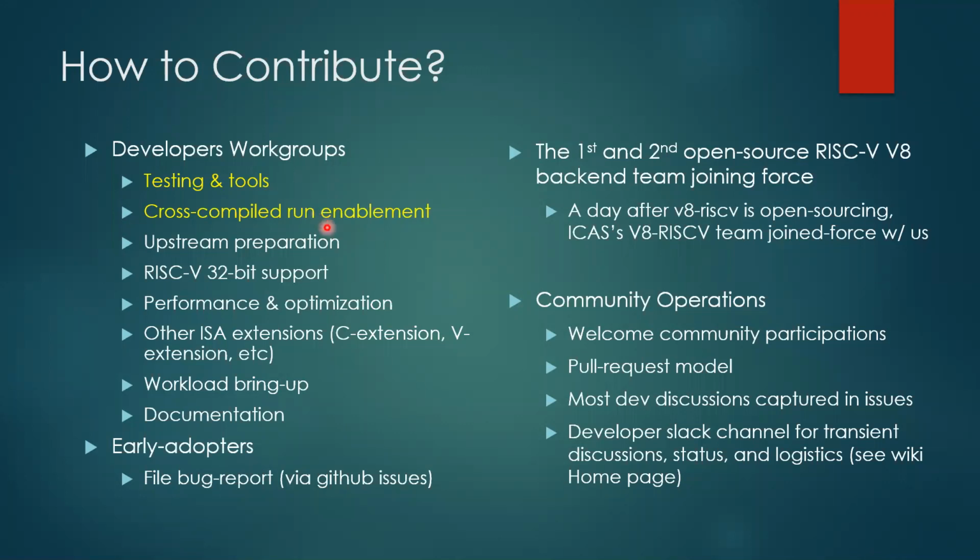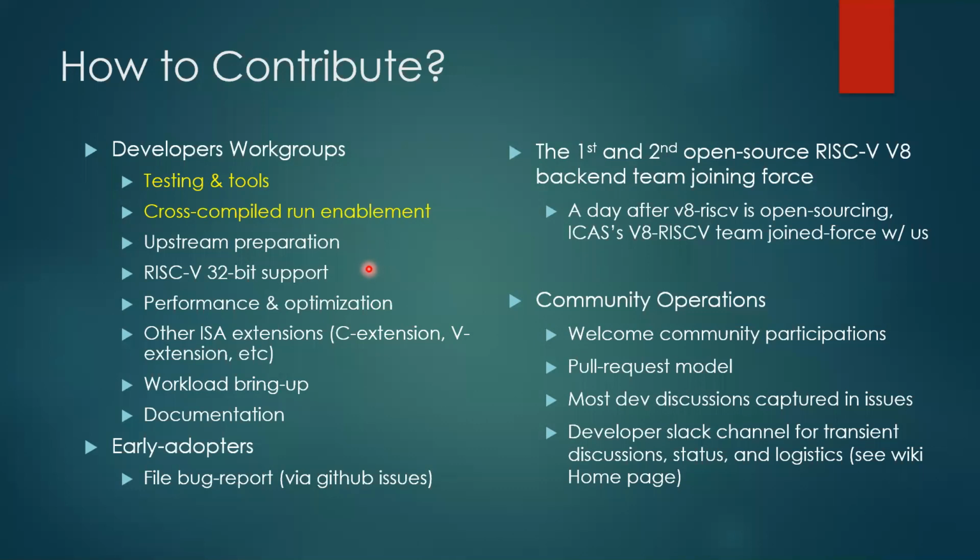The second one is the cross-compiled run enablement. We already have very promising results in terms of Hello World running out of the box. But this is critical, because only after we're able to run in QEMU or on an actual board can we say we have a functional V8 RISC-V for people who want to use it. Other work groups include upstream preparation. Eventually we want to upstream, perhaps at the end of the summer or in the fall.